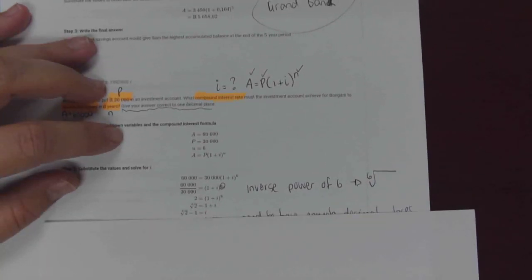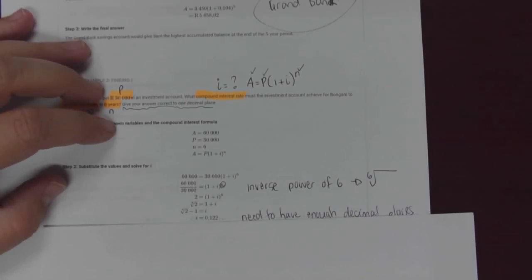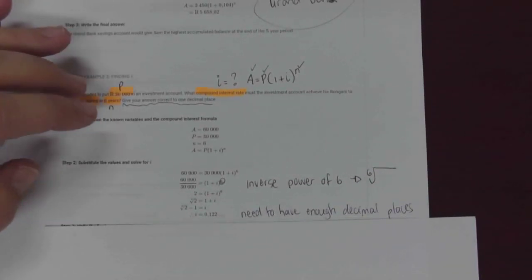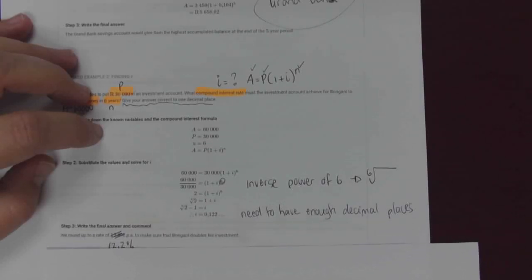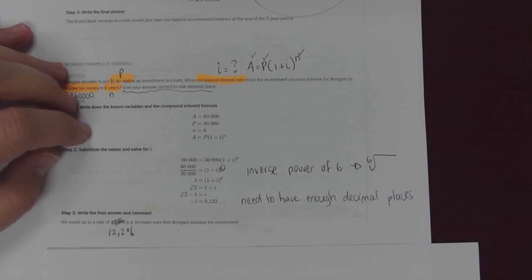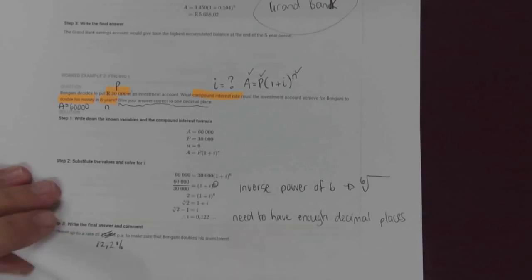Move 1 to the left hand side. So it's the 6th root of 2 minus 1. And I get a decimal value. Now just a heads up. Remember, I need to have enough decimal places so that I can work out my correct percentage with the correct amount of decimal places. I have to times by 100, and I need enough decimals to determine the correct answer. So, when rounded up, it's 12.2%. Okay, nice grade 10 question.